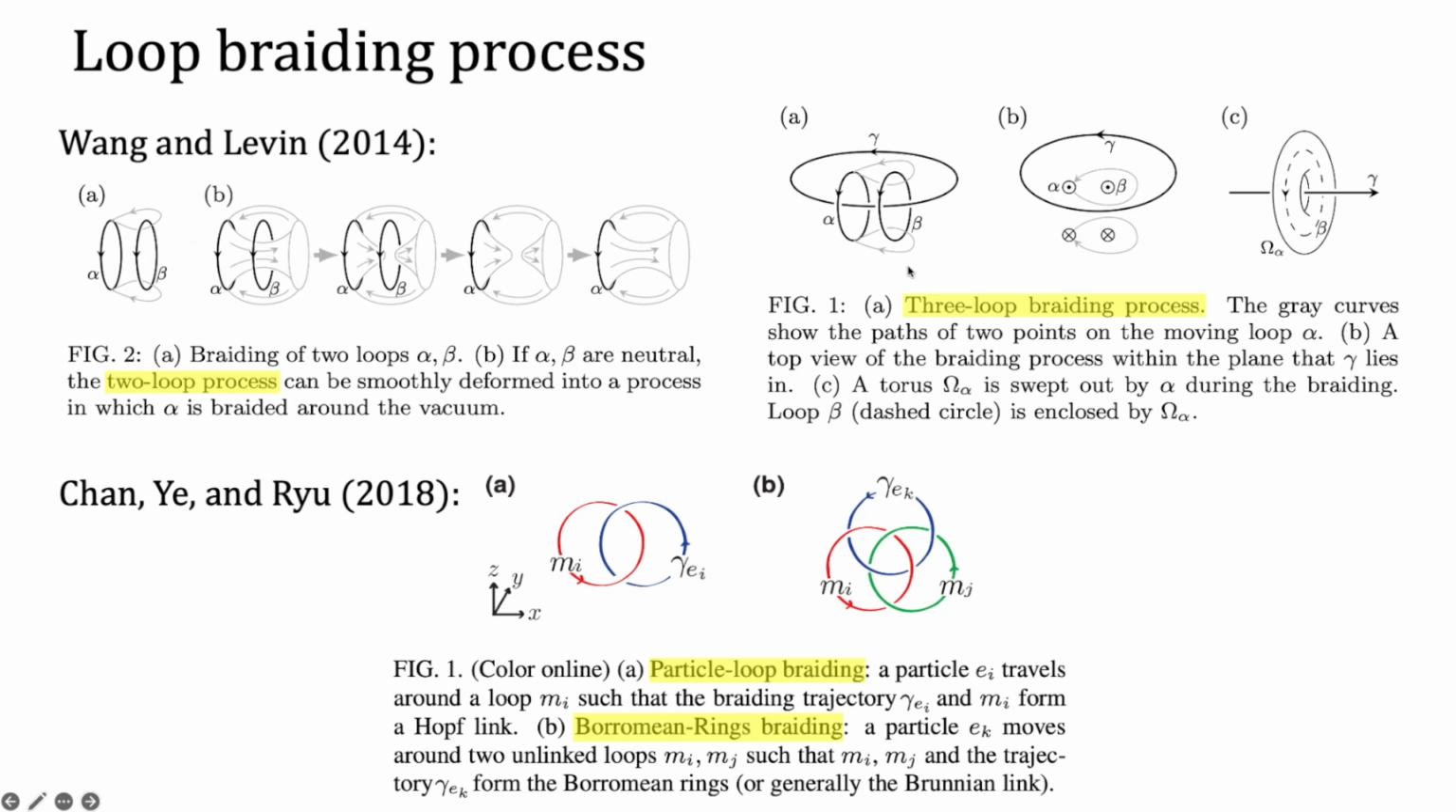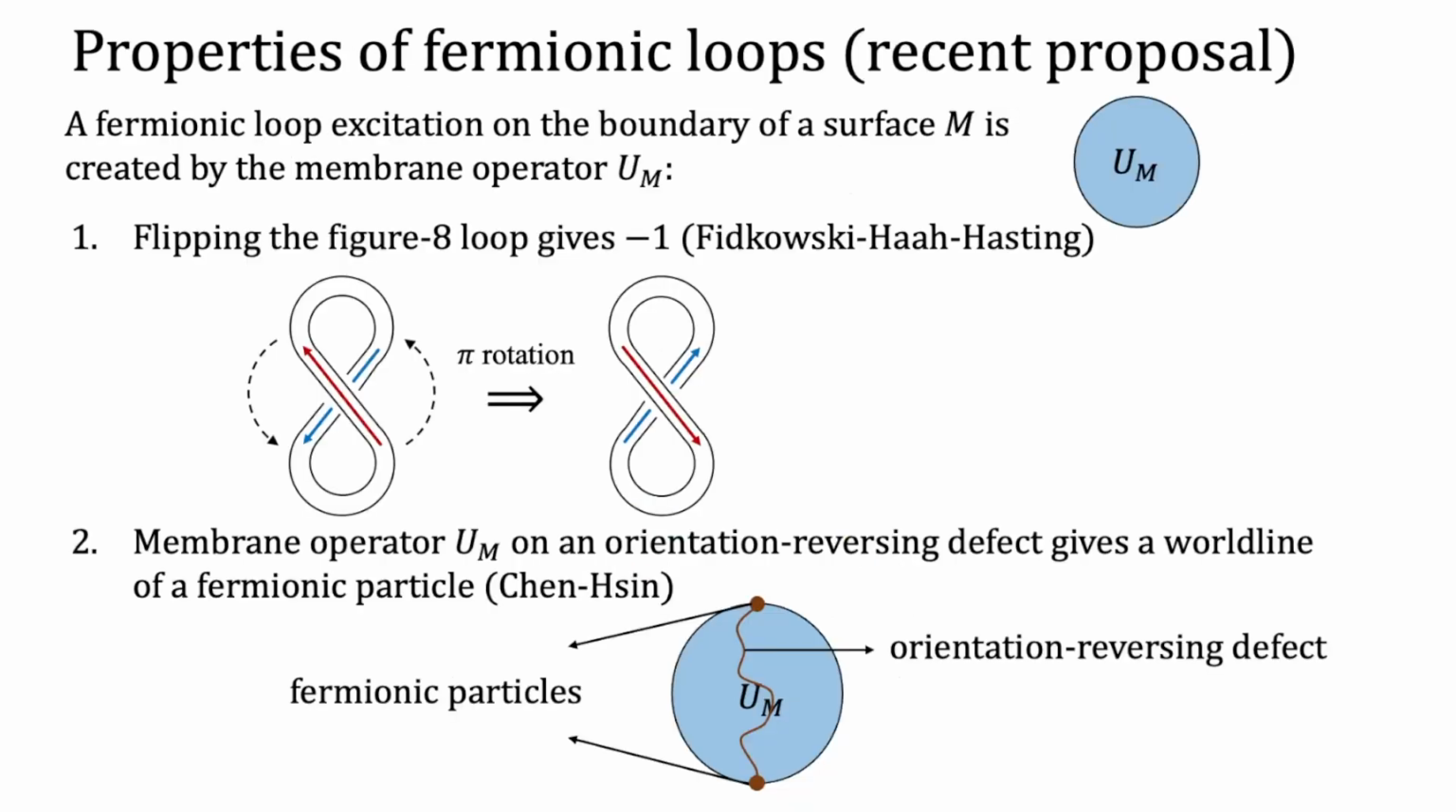So both of these papers discuss the mutual process between loops. This is the process between three loops, and this is the process between two loops and one particle. And in my talk today, I want to study the statistics of a single loop. I don't care about the mutual statistics; I want to study the self statistics. Okay, so this is my proposal.